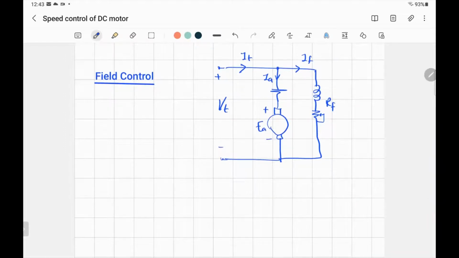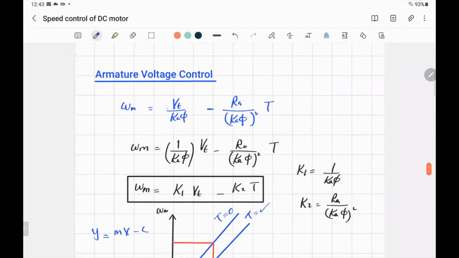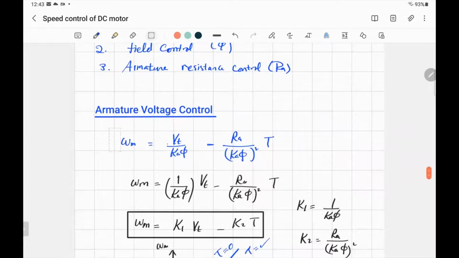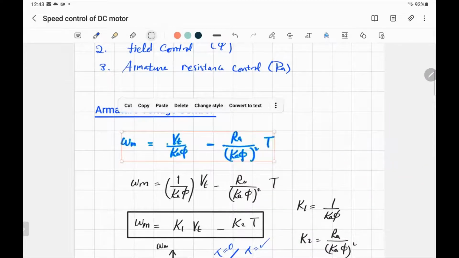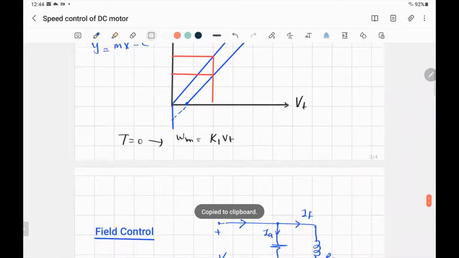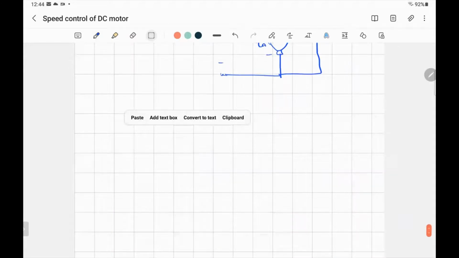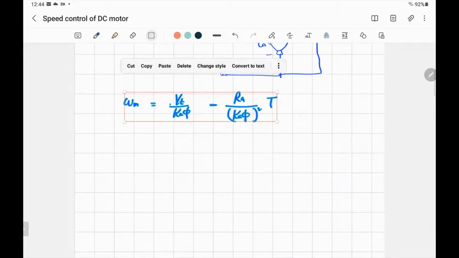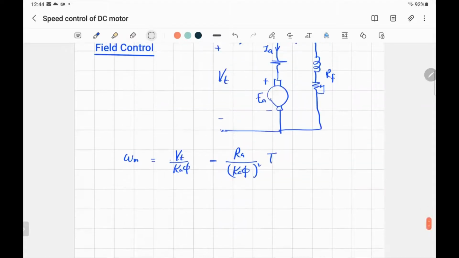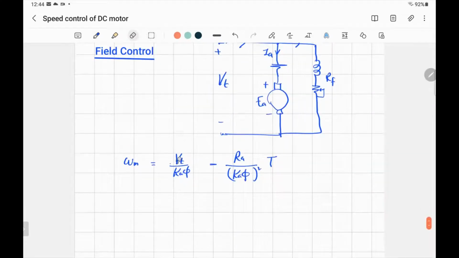Again, we're going to use the same equation, the one that shows the relationship between the speed and the voltage, and we change the parameter. That's the old trick: you put the equation down and see what you want to change to change the speed. So now the voltage is constant, and the resistance, of course, is constant. But phi, I'm going to change phi.